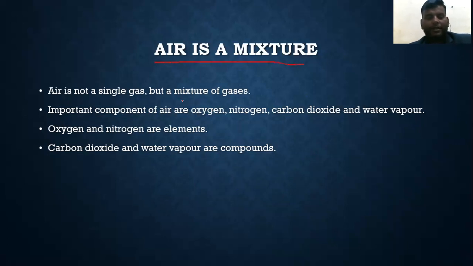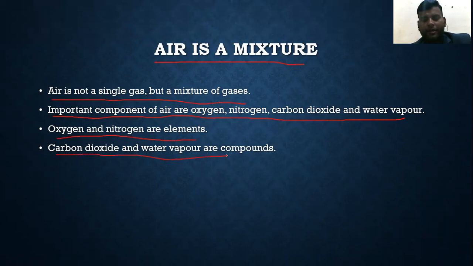So air is a mixture. You can see air is not a single gas, but a mixture of gases. Different types of gases are present in it. Important components of air are oxygen, nitrogen, carbon dioxide, and water vapor. So there are four components of air. In that, oxygen and nitrogen are the elements, while carbon dioxide and water vapor are compounds.